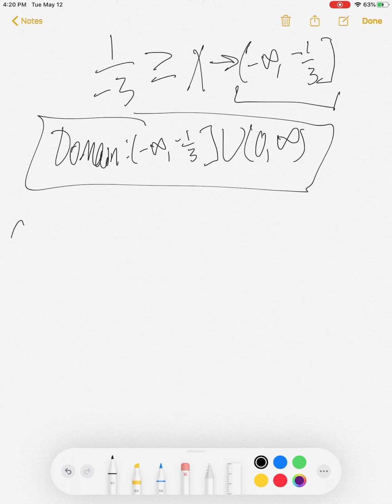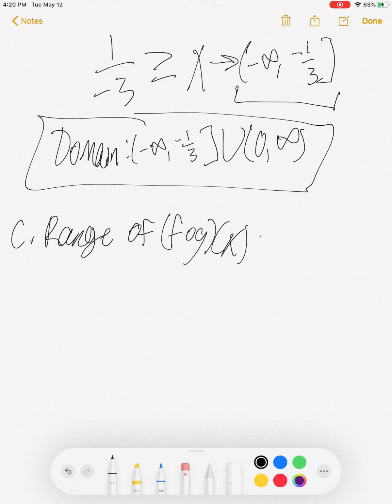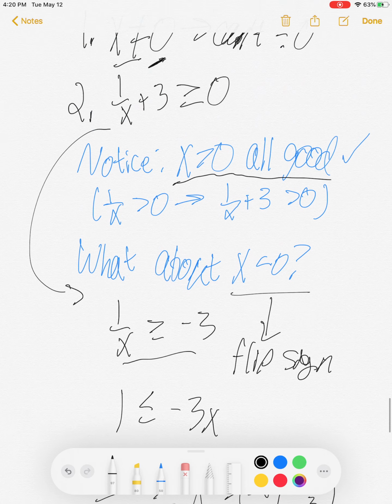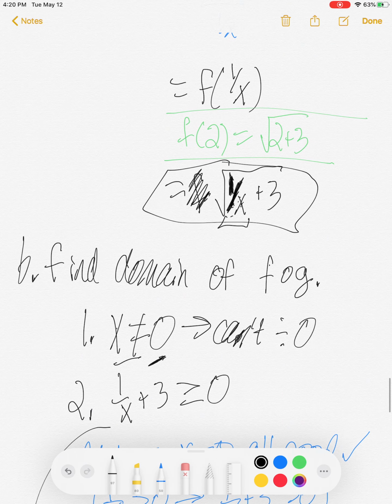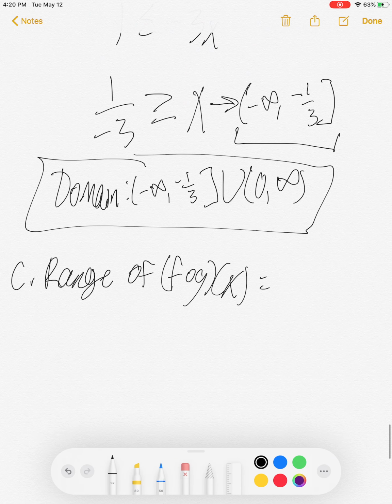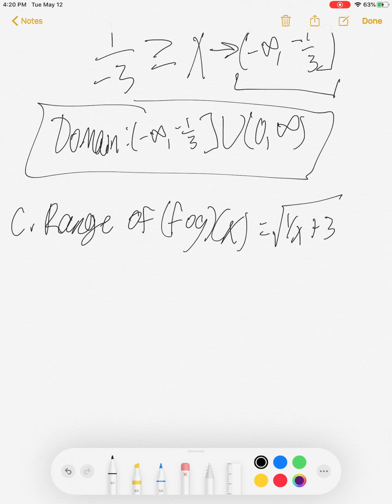Let's look at the range then. So the range of f composed with g. Just as a reminder, f composed with g of x was the square root of 1 over x plus 3, equals root of 1 over x plus 3. Okay.